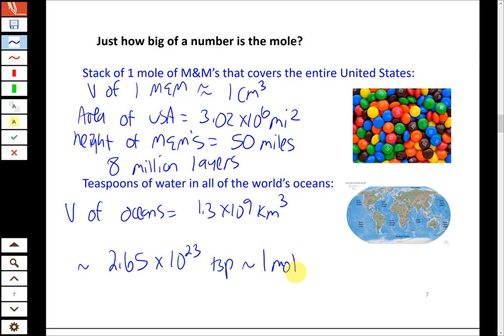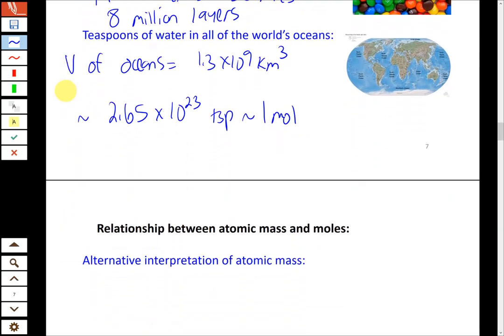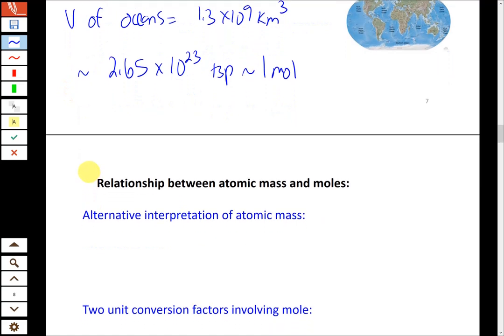So one little spoonful of water has close to a mole of molecules, which is how many teaspoons are in the entire world. So just another one to wrap your head around how big that number is. I think the first one is perhaps even more impressive. Okay, so that's how big a mole is, but that was again for fun. What we really wanted to do is talk about how we use the mole in chemistry.